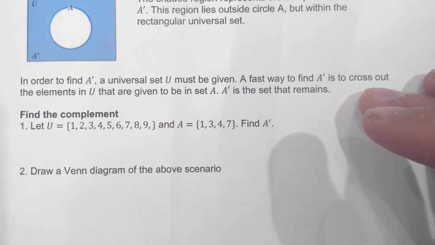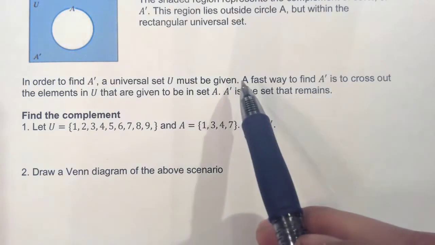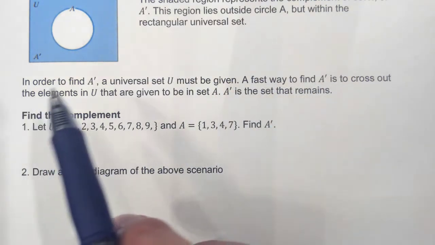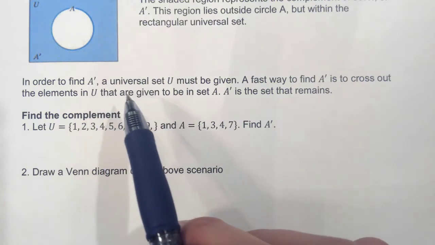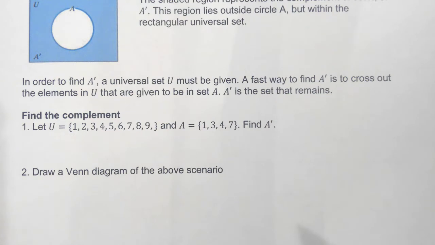In order to find the complement of A, the universal set must be given. A fast way to find the complement of A is to cross out the elements in U that are given to be in set A, and then the complement of A is the set that remains. So that's the quickest way to do that.